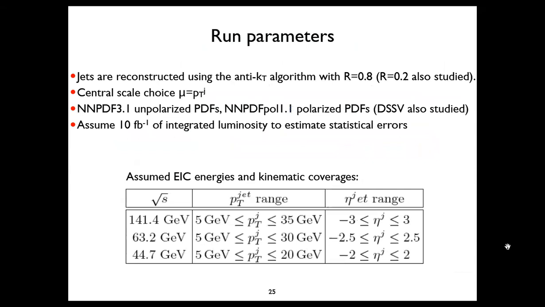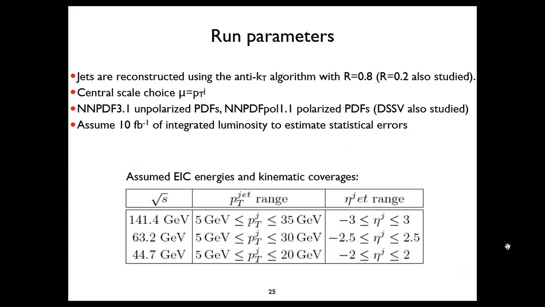Okay, here are a couple more details of our study. Everything is pretty standard. Jets are reconstructed using anti-kT. We checked a couple different jet radii. The central scale choice is the pT of the jet. We checked a few different types of polarized PDFs, both NPDF and DSSV. We assume 10 inverse femtobarns of integrated luminosity to estimate statistical errors.